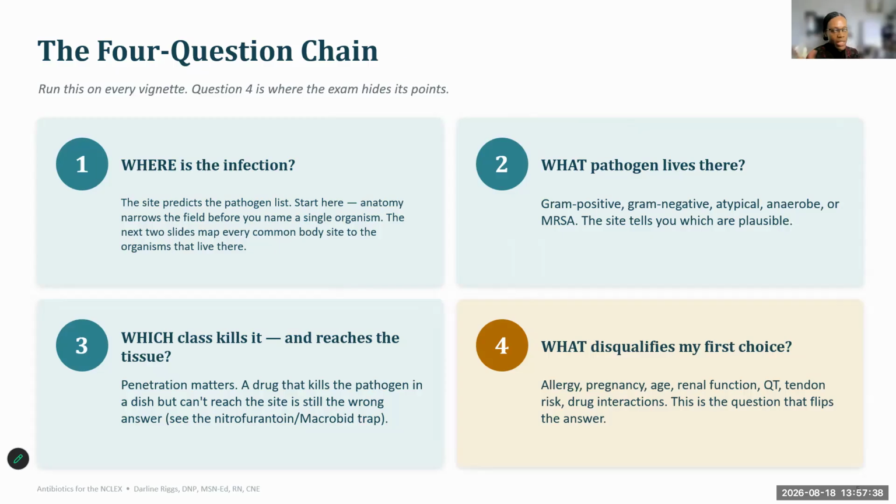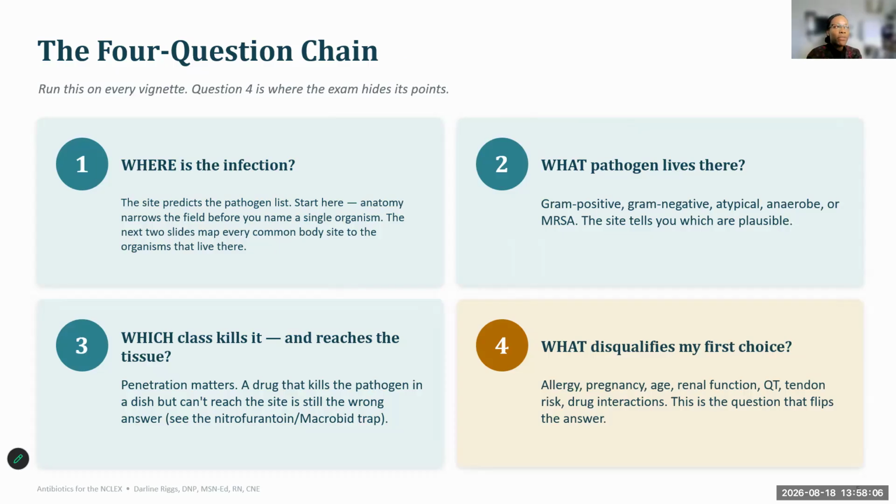So the next 2 slides I'm going to go over will map out the common body sites and the organisms found there. Okay, so that's what's coming up next. So where is the infection? And then what pathogen lives in that area? Is it usually gram-positive, gram-negative versus atypicals versus anaerobes, or is it methicillin-resistant Staphylococcus aureus? The site is going to tell you.